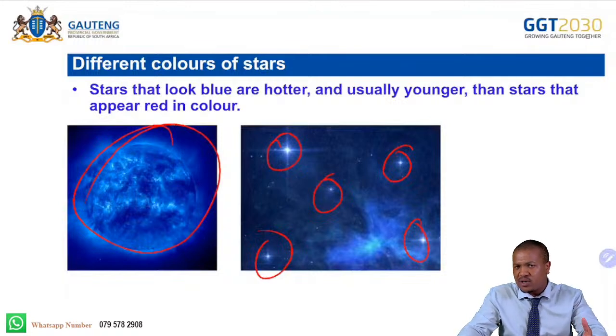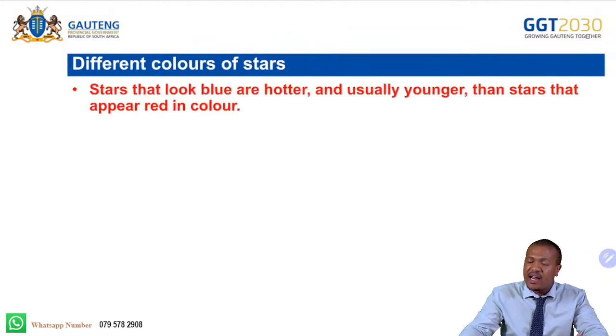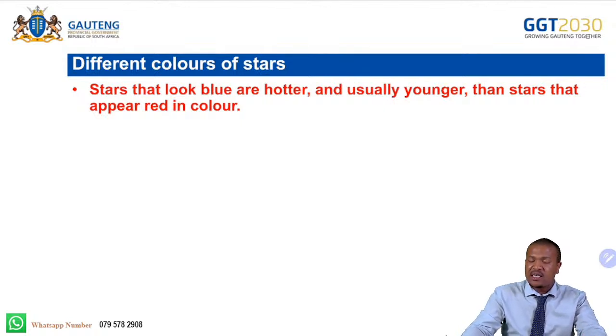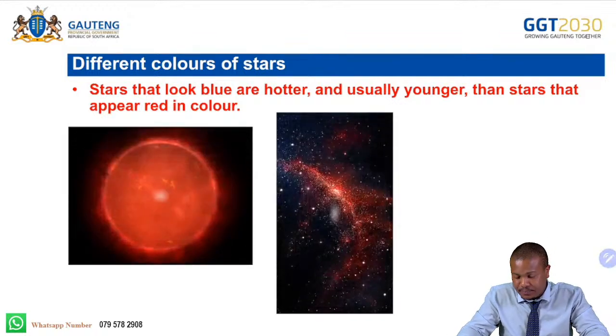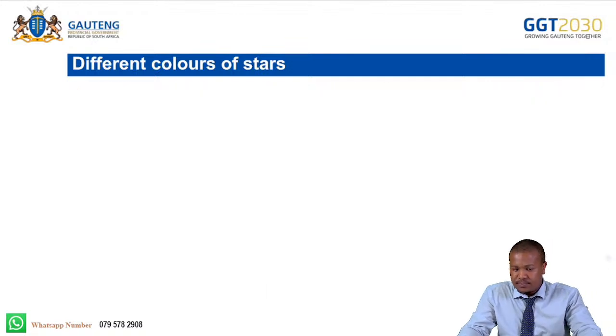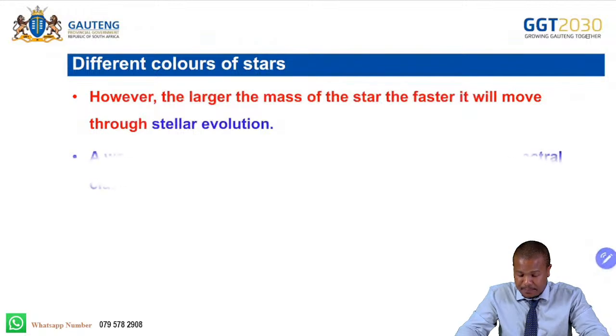So what does it mean about red stars? It is the complete opposite. Stars that appear red are less hot and usually older than the stars that appear blue in color. So here is a picture of some red stars. Are we together? Also, the larger the mass of the star, the faster it will move through stellar evolution. The larger the star becomes, the faster it will move through its birth, life, and death time.